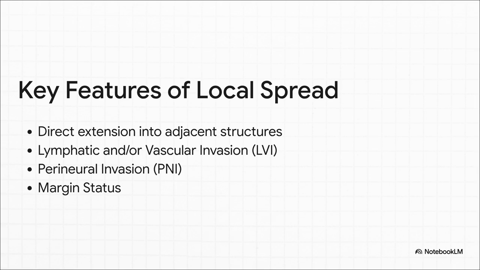Has it busted out and grown right into the duodenum or the spleen? Is it sneaking into blood vessels or lymphatics, what we call LVI? Or is it wrapping around nerves, using them like a highway to get out? All of these are bad news. And of course, the margin status tells the surgeon if they actually got it all.